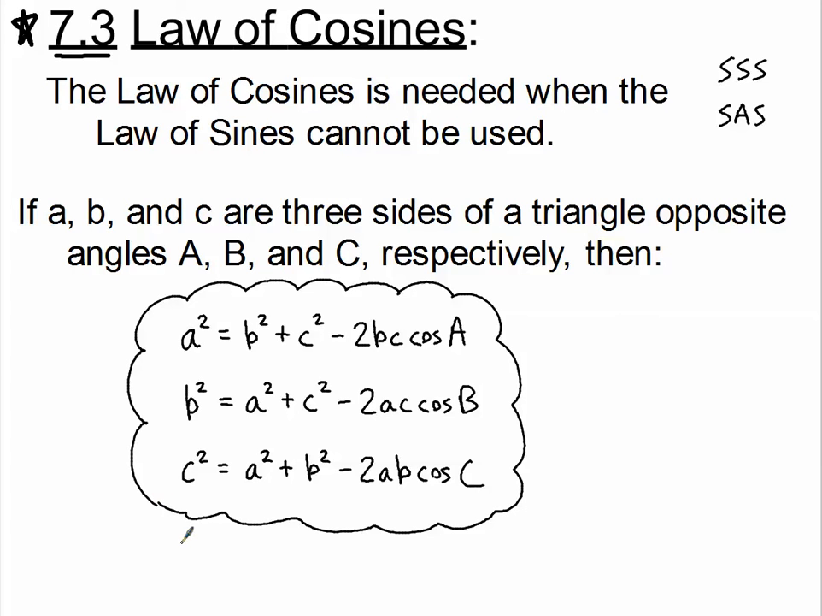and they might look similar. What might be ringing a bell? Pythagorean theorem. Looks like Pythagorean theorem. In fact, this third one looks identical to the Pythagorean theorem: C squared equals A squared plus B squared. It just has this extra term here.